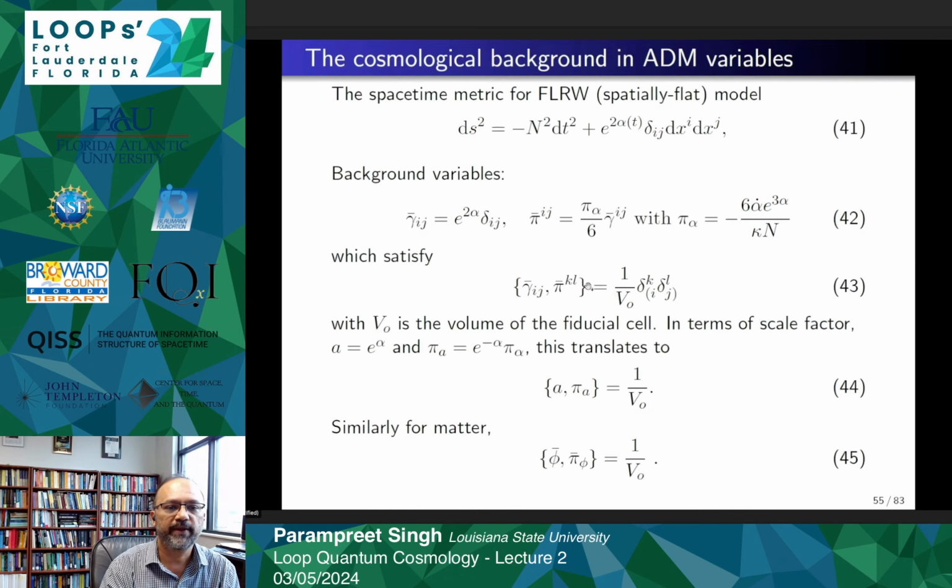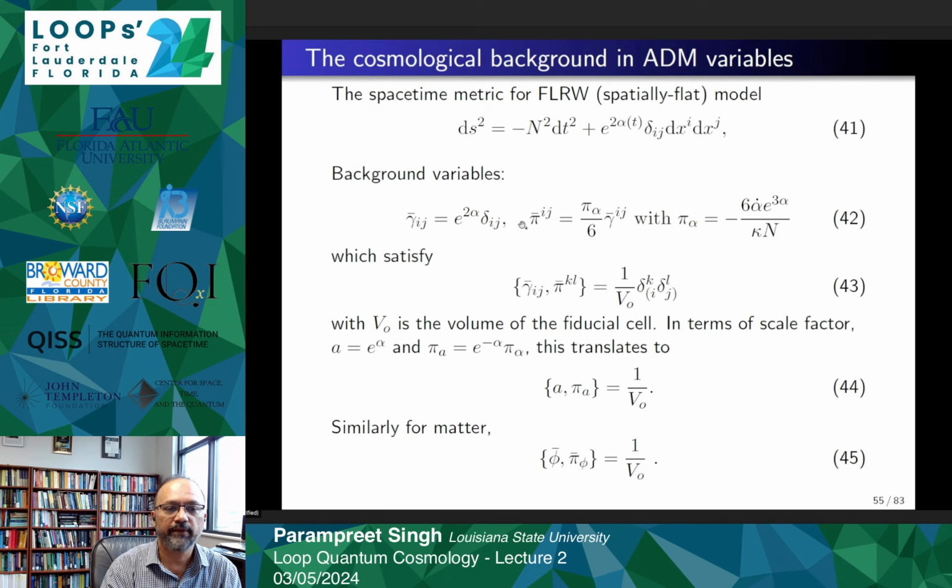So the space-time metric, as I showed you earlier, now I want to write in this particular form of this alpha, which is given like this, and later on e to the power alpha will be a. So log of a will be alpha. This is the metric, n is the lapse. The background variables I'm going to denote by gamma bar ij and pi bar ij.